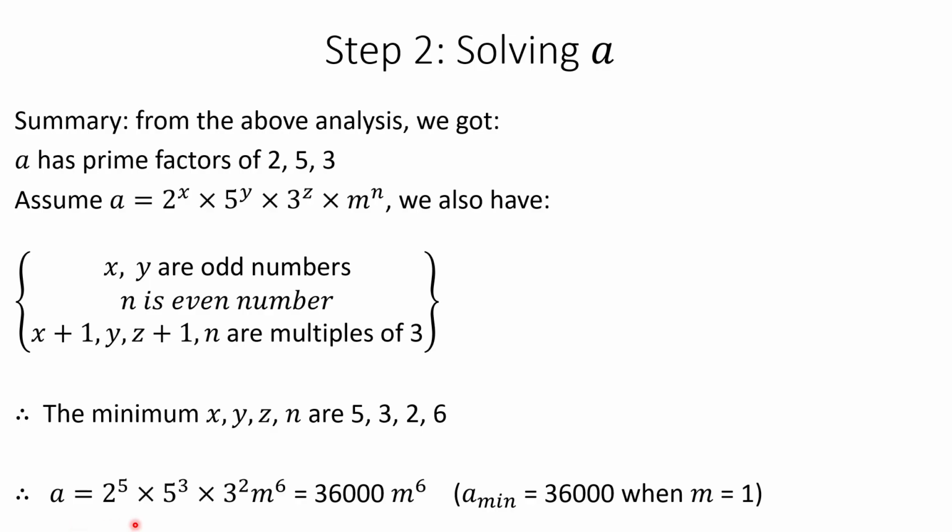So now a is equal to 2 to the power of 5 times 5 to the power of 3 times 3 to the power of 2 times n to the power of n, where n is 6, so n to the power of 6, which is also equal to 36,000 m to the power of 6. Now the smallest a we have is 36,000 when m is equal to 1.